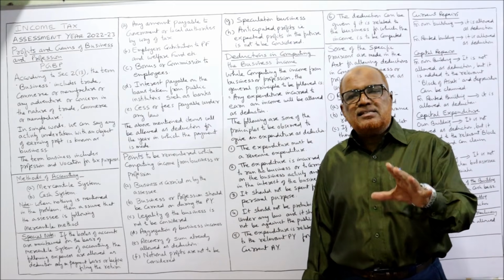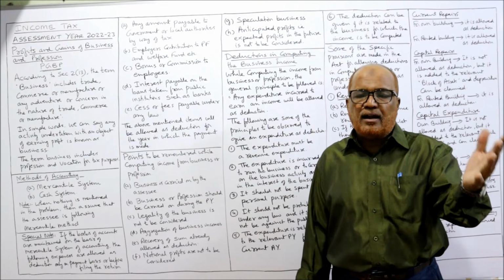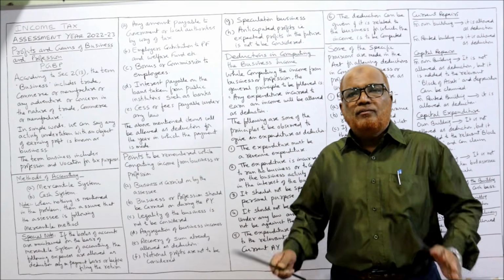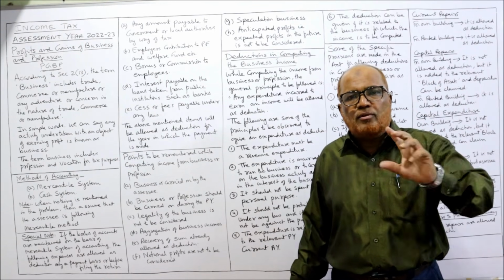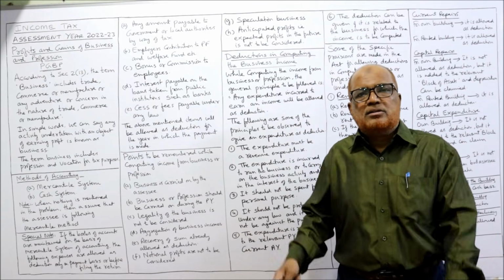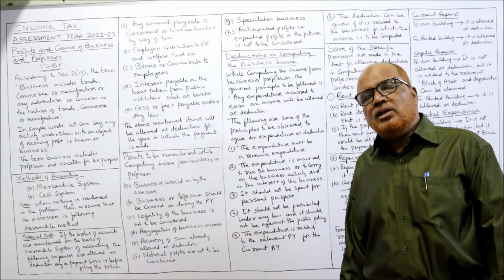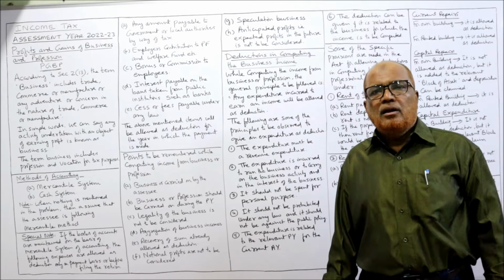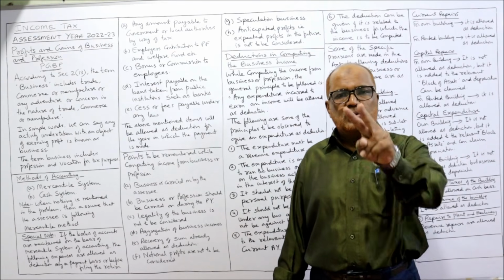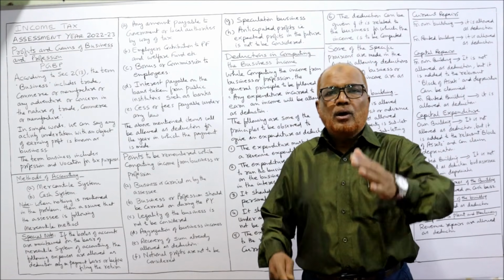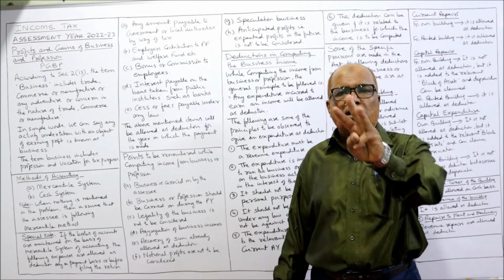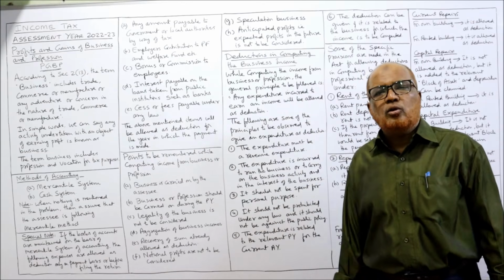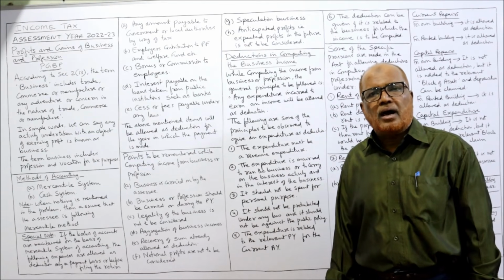Next one, speculation business. If an assessee is having speculation business and non-speculation business, we separately compute the income of speculation and income of non-speculation. Now we club it. A person will have speculation income of 1 lakh, non-speculation business income 2 lakh. So we add up 1 lakh speculation income, 2 lakh non-speculation income, total income 3 lakh. On 3 lakh rupees, tax will be applied.